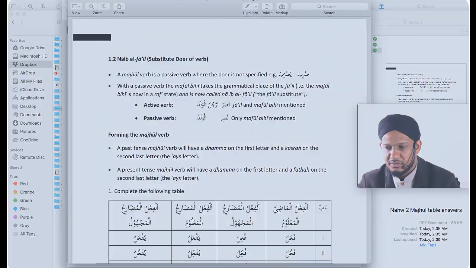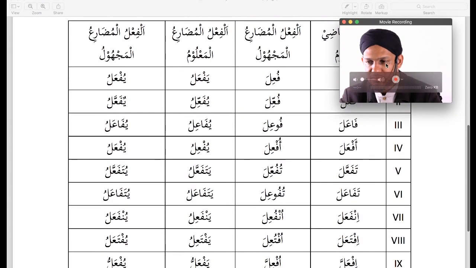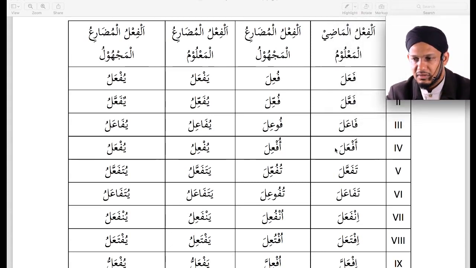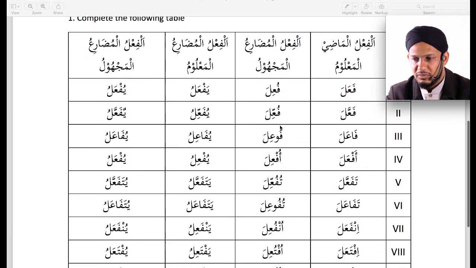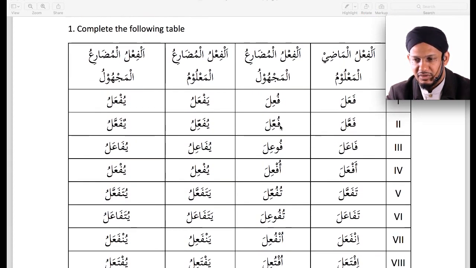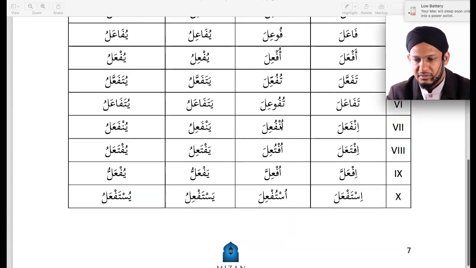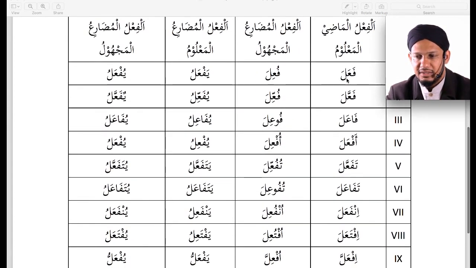I want to focus on this now quickly. We asked you to convert the ma'loom scale to the majhool scale. So let's mark that, inshallah. Hopefully you did this as homework, but let's mark that. This is going to be on page number 7 of the document on the shared drive. So bismillah. So fa'ala is easy because fa'ala, if it's the ma'loom, he did.